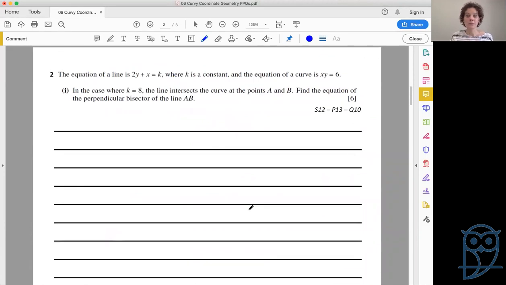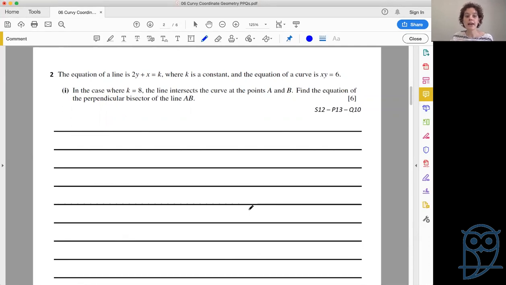Right, question 2. The equation of a line is 2y plus x equals k, where k is a constant. And the equation of a curve is xy equals 6. In the case where k equals 8, the line intersects the curve at points A and B. Find the equation of the perpendicular bisector of the line AB. Goodness, it's a lot of words.